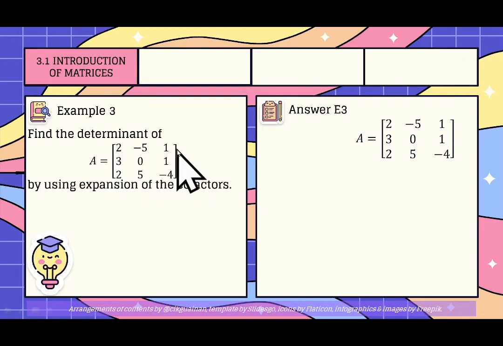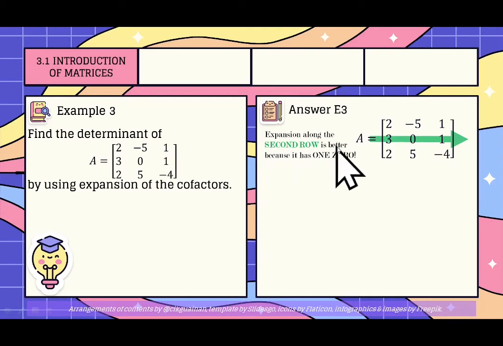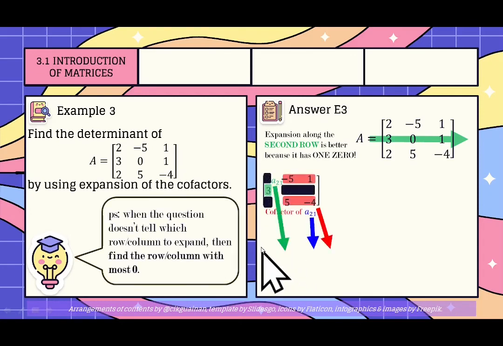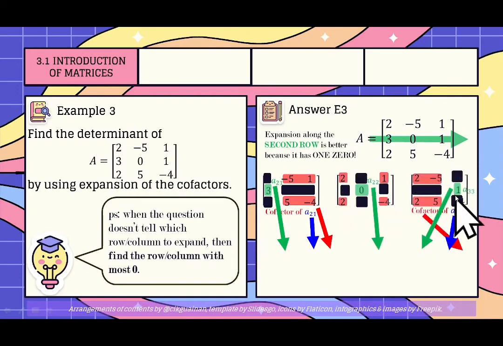You can expand along the first row or the third row if you want, but it is cumbersome. You will do more work than you're supposed to. So expansion along the second row is better because it has a 0. So we're going to do that. This is the first element and its cofactor, second element and its cofactor, and the third element and its cofactor. Put them inside the working accordingly, and then we get the answer of minus 65.